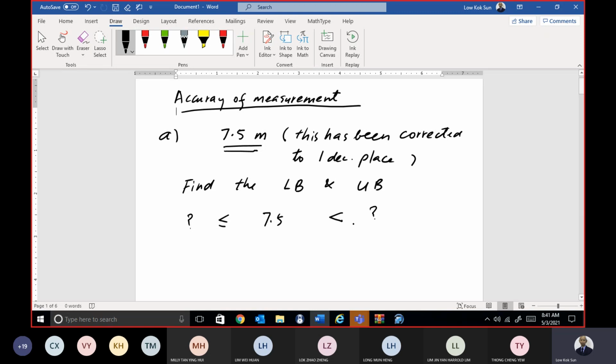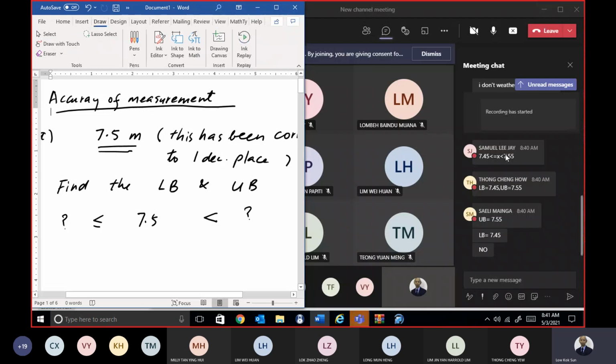So we question ourselves, could the upper value be 7.6? Could this number be 7.6? Cannot. Sorry, I want to see your feedback. Okay, yeah, very good.